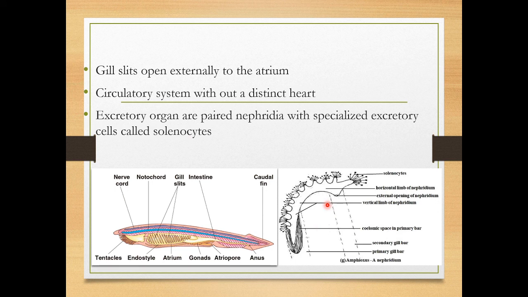So you can see the solenocytes here. This is attached along with the gills. These are the gills. These lines are the gills, gill bars. This is the vertical limb of the nephridium. This is the opening of the nephridium. These are the solenocytes. Just remember that the excretory organs are nephridia with specialized cells called solenocytes. That's it. Nothing more.